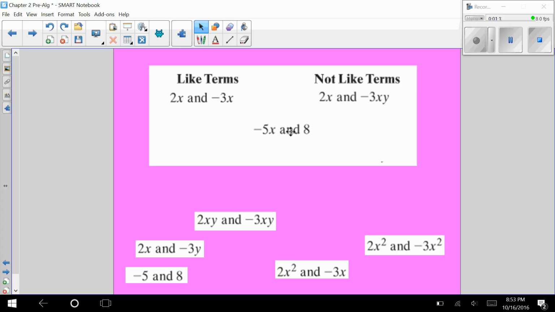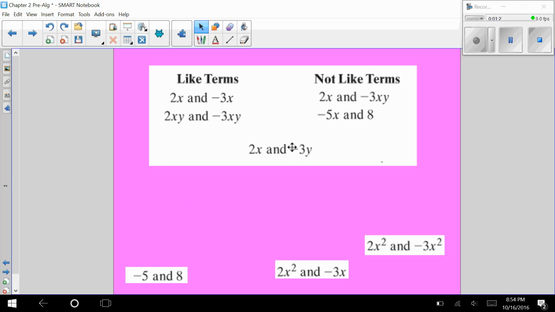Let's look at negative 5x and 8. The one on the left has an x, the one on the right does not, so they are not like terms. We have 2xy and negative 3xy. Both have an x, both have a y. That makes them like terms. 2x and negative 3y. One has an x, one has a y. Those are not like terms.